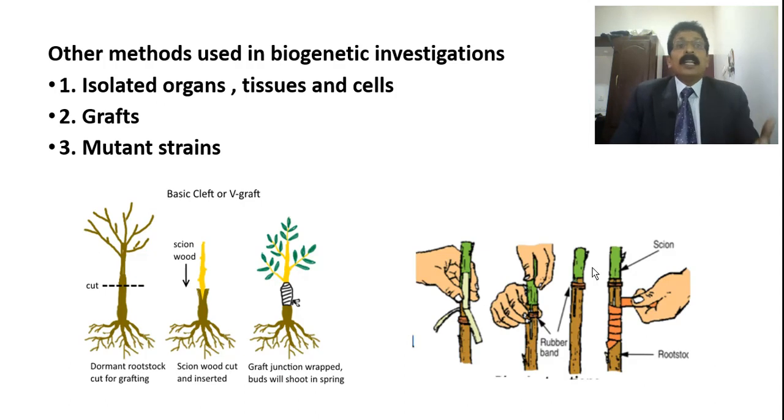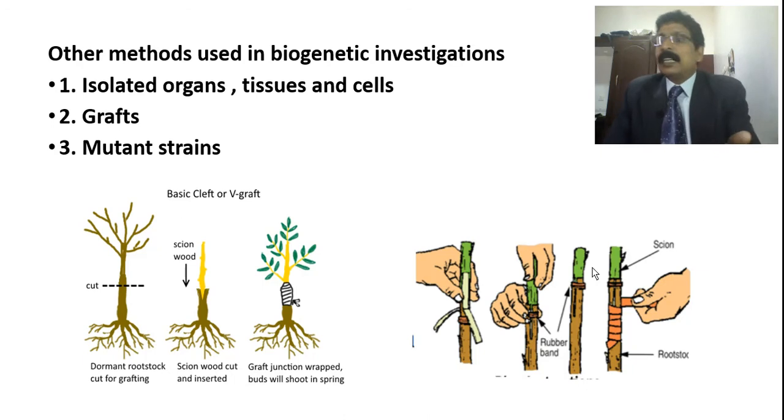And the next one, there are many other methods used in biogenetics investigation in tracer techniques. Some of the things which you should know: one is isolated organ tissues and cells, by means of tissue culture, whatever we have studied, apart from their grafting, which we used to do in the house garden, for flowers, for color changing in the roses. Mothers may be doing it at home, and mutant strains also can be used.